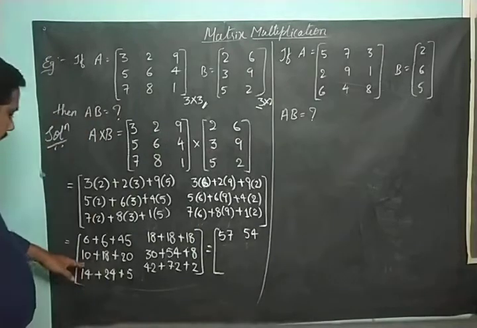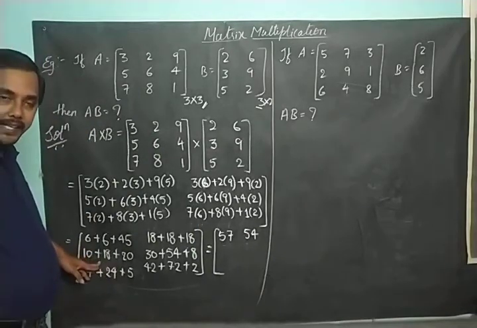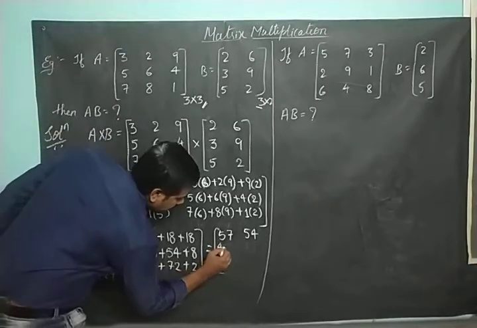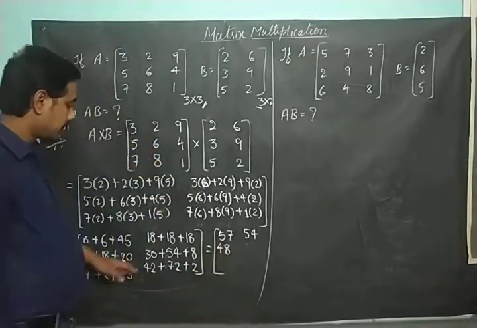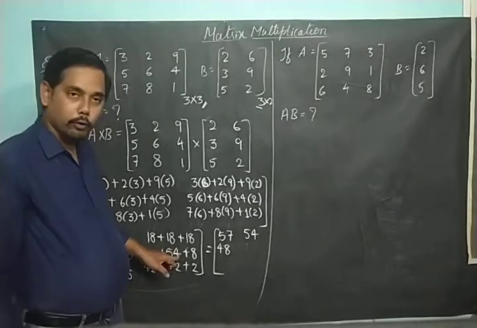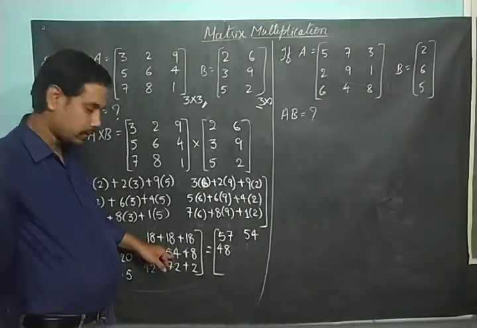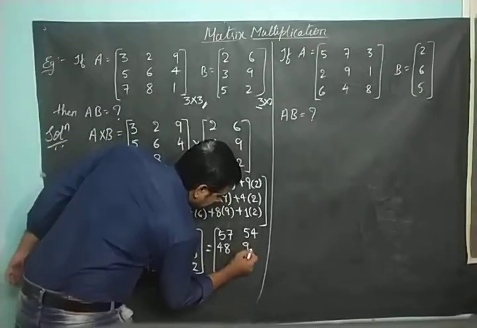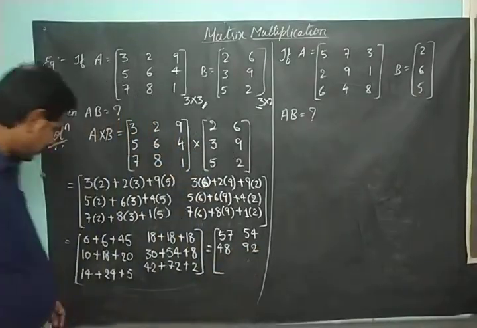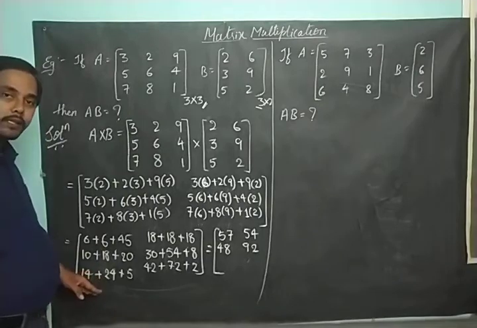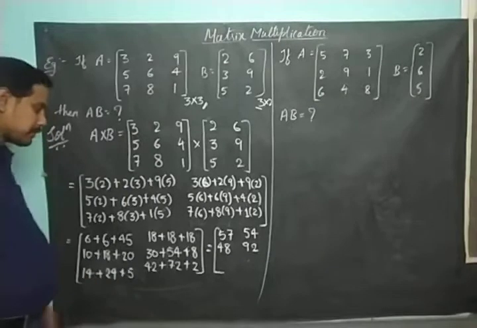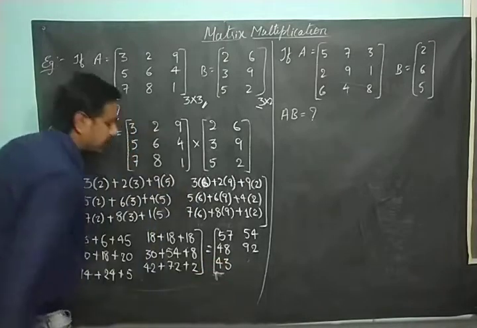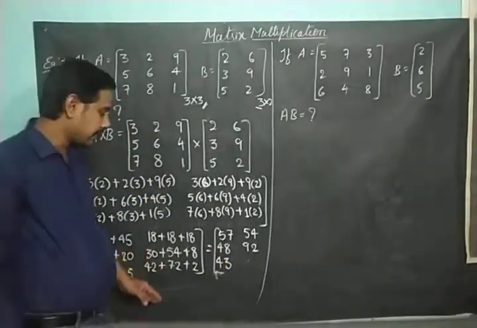Right? Here 10 plus 18, 28. 28 plus 20, 48. Then here 30 plus 54, that is 84. 84 plus 8, that will be 92. Then 14 plus 24, 38. 38 plus 5, 43. Then 42 plus 72.